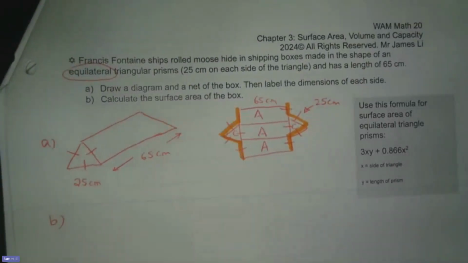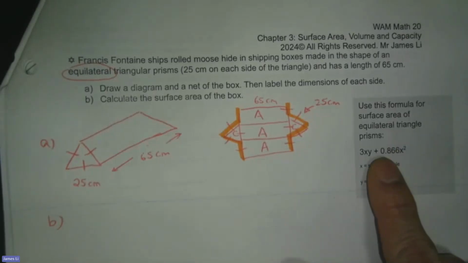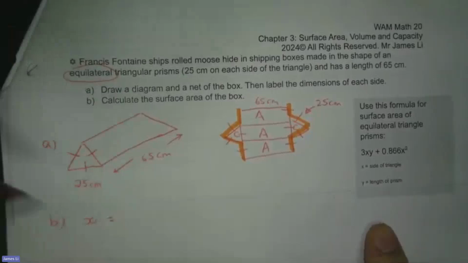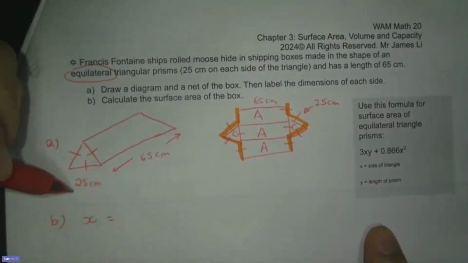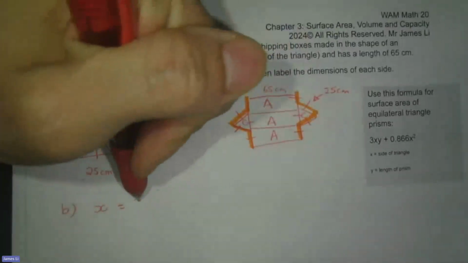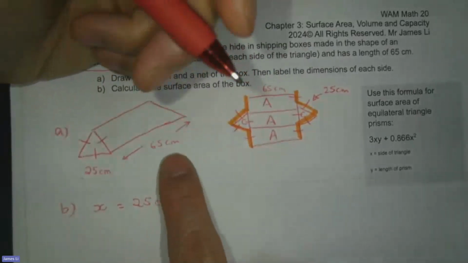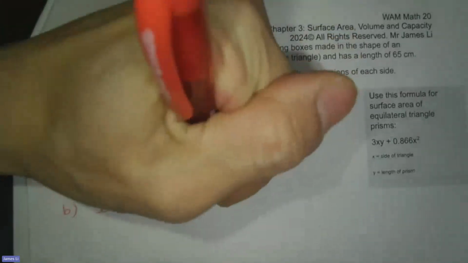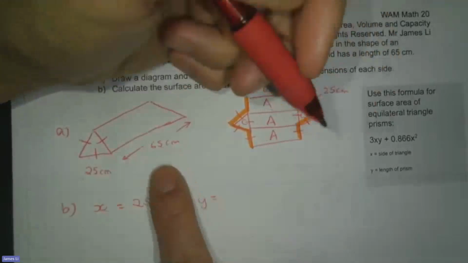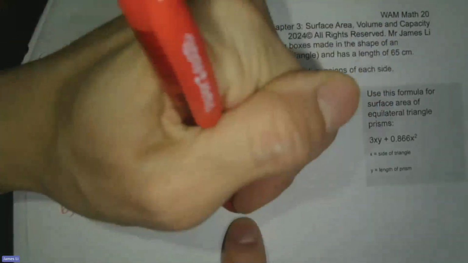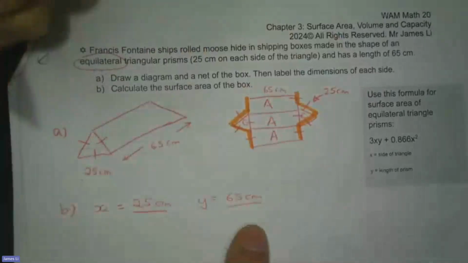Calculate the surface area of the box. We are going to use this formula again, okay? Where your x equals the side of the triangle. The side of the triangle is 25, so x is 25 cm. Your y is the length of the prism, so y equals 65 cm. There you go, not too complicated.